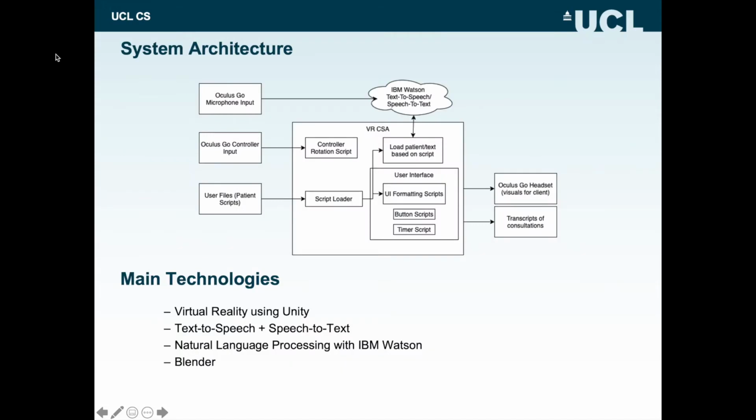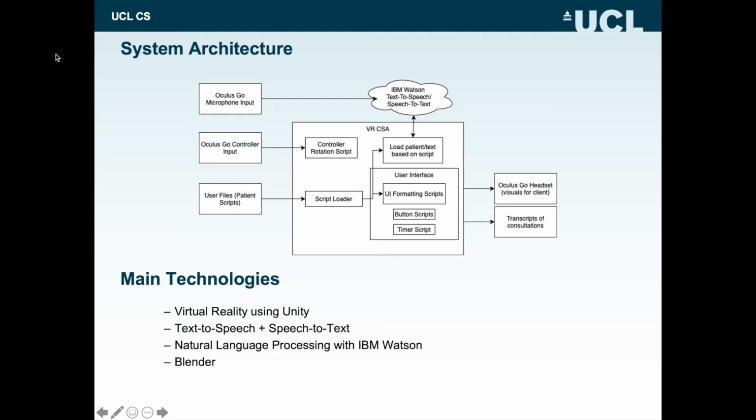The main technologies we have used are virtual reality using Unity. We also have text-to-speech and speech-to-text. We managed to implement natural language processing using IBM Watson, and we built the humanoid avatar using Blender. Here we have our system architecture diagram.